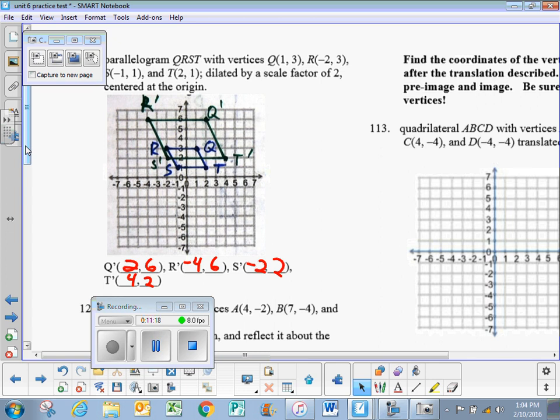Since it's centered at the origin, I can multiply by the scale factor to get my new coordinates, and then I just graph those, make sure I include the prime marks on them, and label them, and there it is. I have the dilated shape. It looks like the same shape, different size, so I know I'm right.